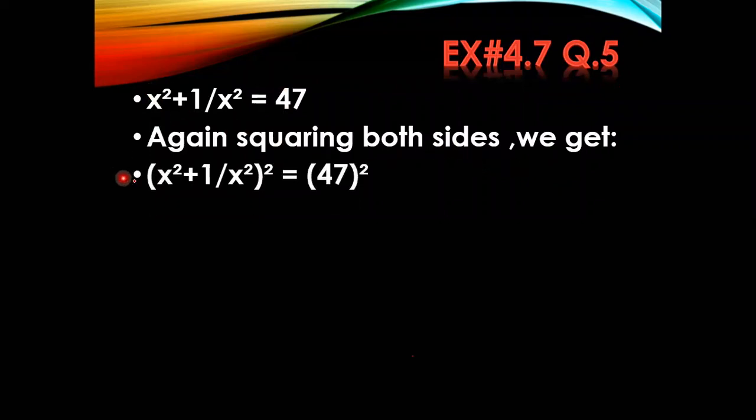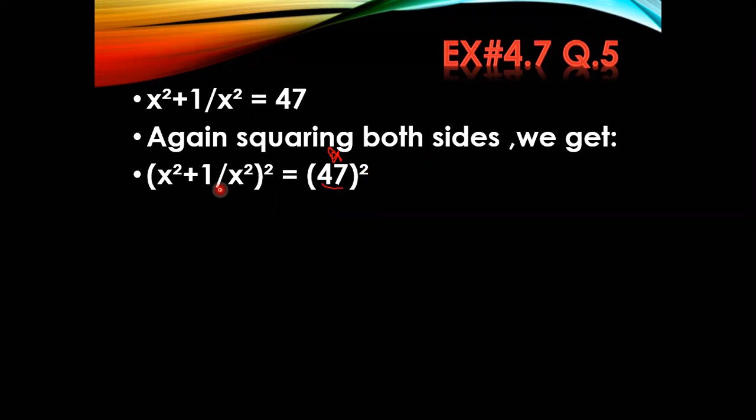It will become x squared plus 1 upon x square, and then its whole square is equal to the right hand side square, that is 47 whole square. If we talk about the right hand side, here we have only term a, so we are not going to apply any formula here. We will simply take the square of 47. But if we talk about this x square plus 1 upon x square, what we will do?